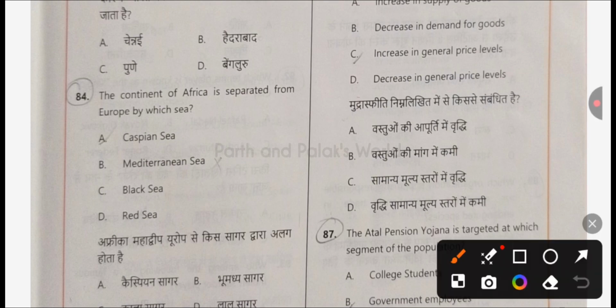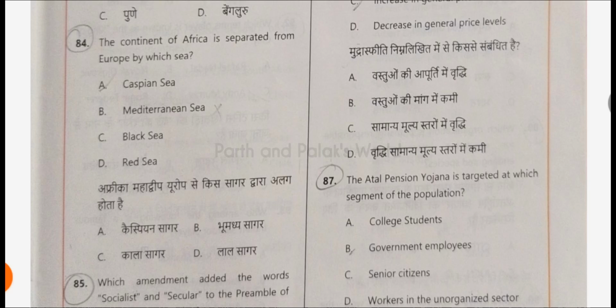Question number 84. The continent of Africa is separated from Europe by which sea? The correct answer would be Mediterranean Sea, option B.